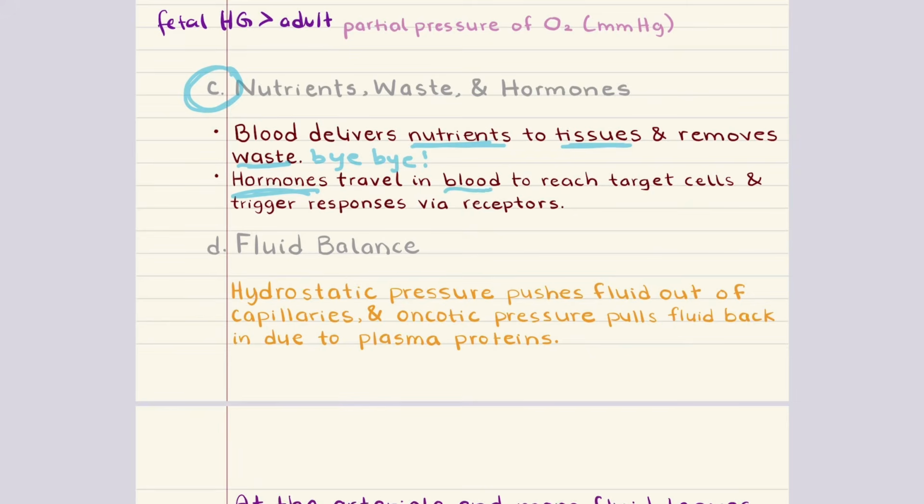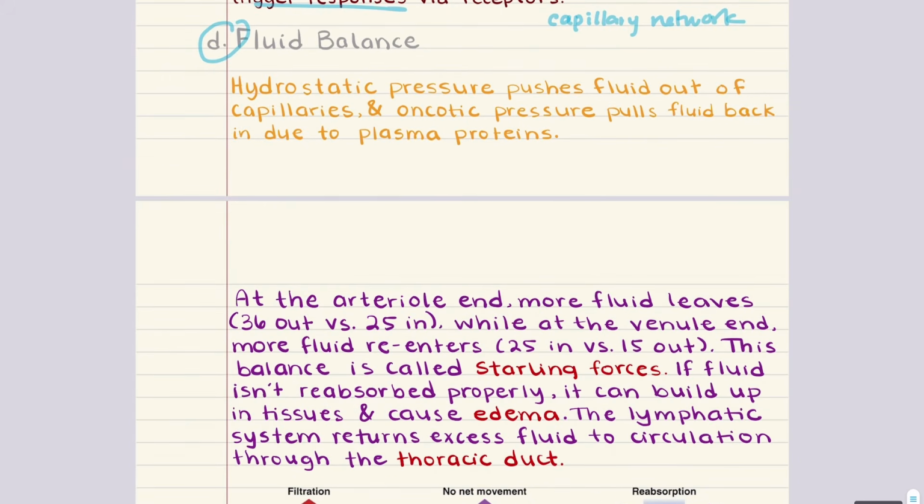They move from their site of release to distant target cells where they can trigger responses by just binding to specific receptors. And all of this happens through the same capillary networks that handle gas exchange. Let's also talk about fluid balance, which is another key part of gas and solute exchange.